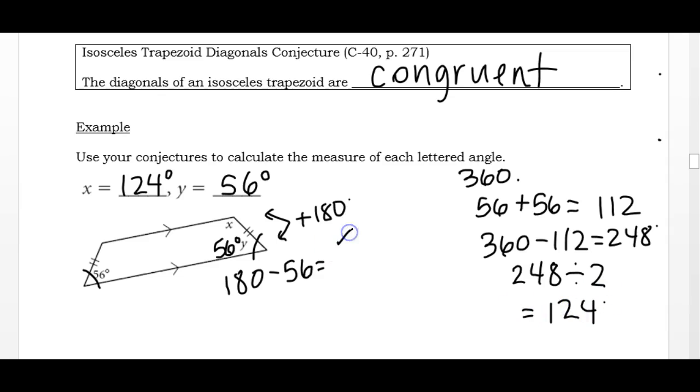This is the way that our new conjecture is telling us to do it, but if you feel more comfortable doing it the way we were doing it in 5.1, you can keep doing it that way too.